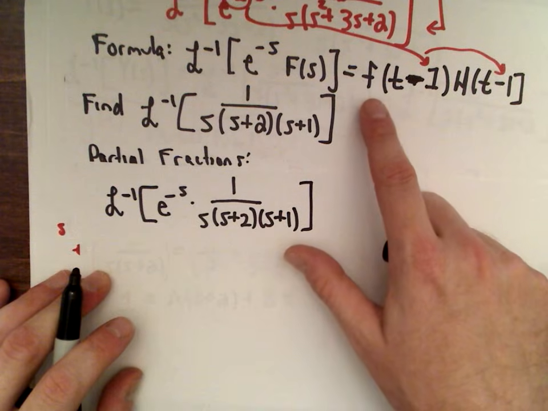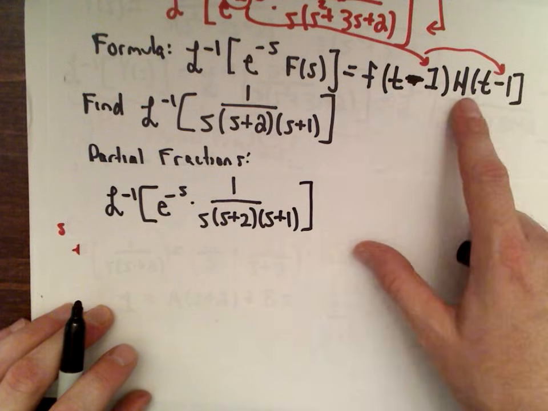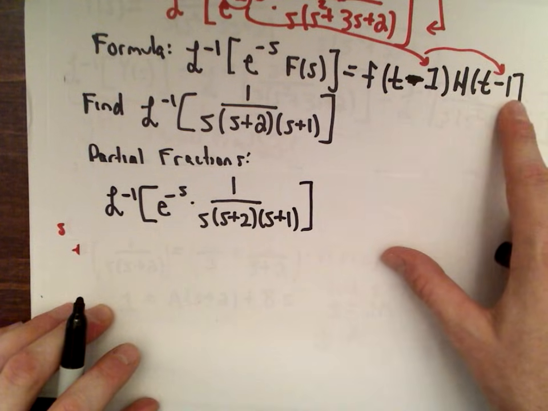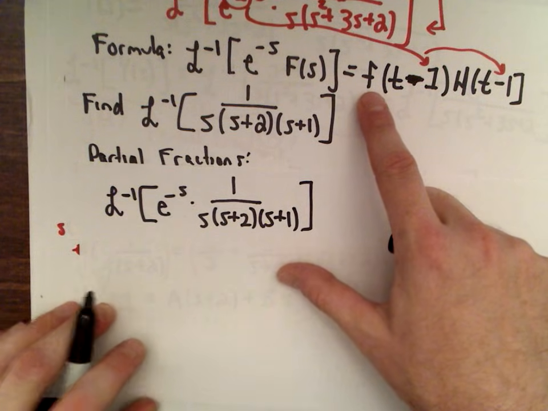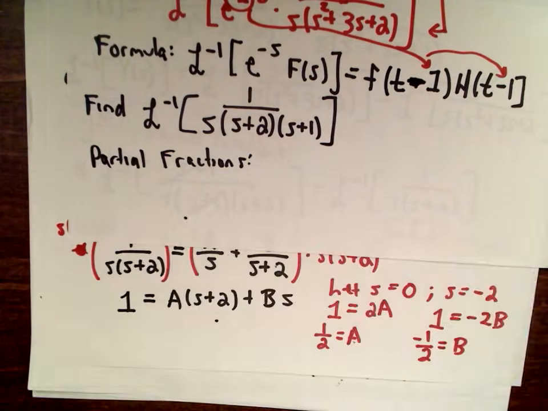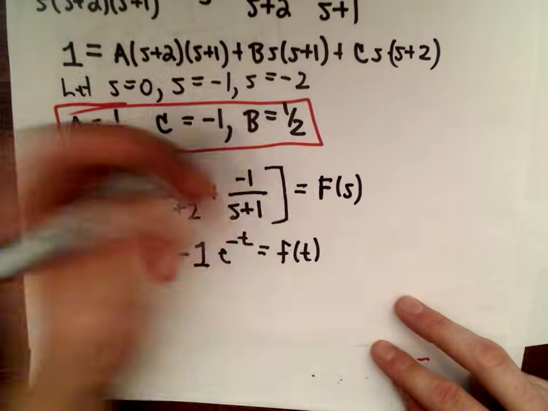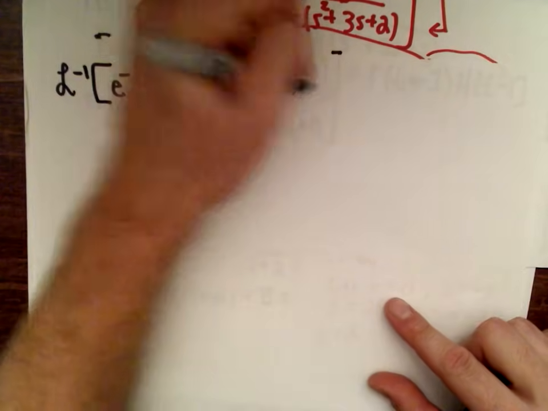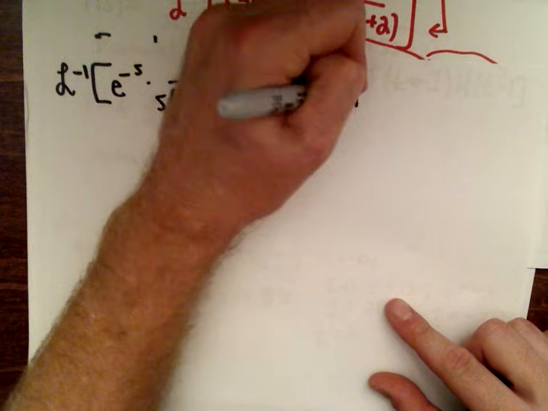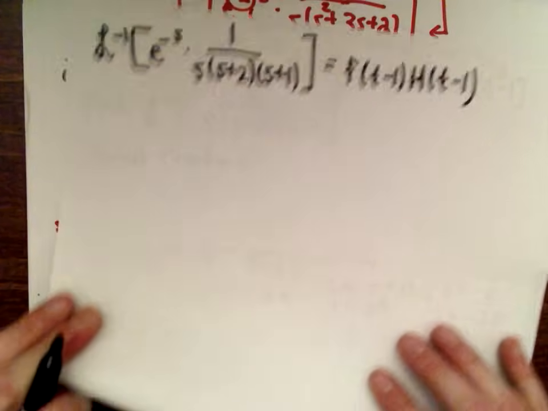Okay, so we've got our function here. It's going to get multiplied by h of t minus 1. In this case, the function that we just found is going to be our function little f of t. So we said that this is going to be equal to f of t minus 1 times h of t minus 1, again just using our table.